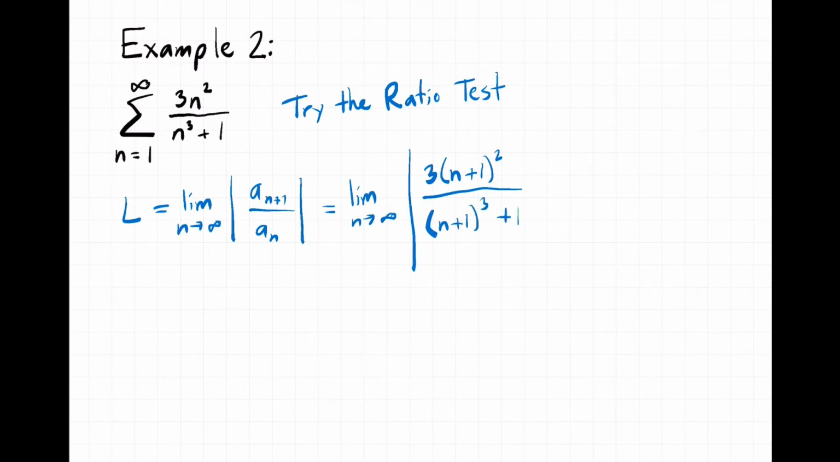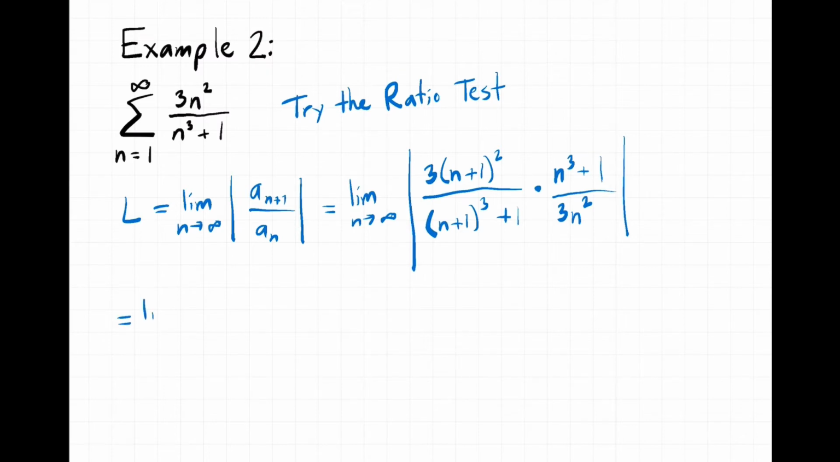Now, instead of dividing by a_n, I'm going to multiply by the reciprocal of a_n. So I'll just take the a_n and flip that. So we have n cubed plus 1 over 3n squared. And that's it. Absolute value. So, now we just need to simplify this expression and see what the result is.